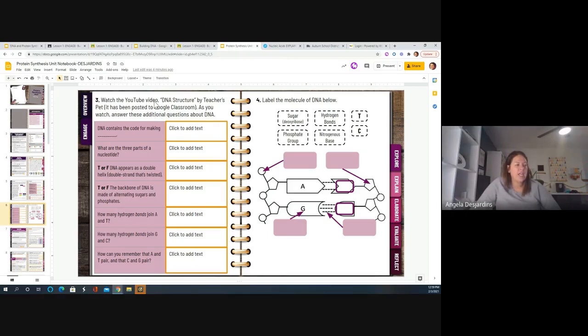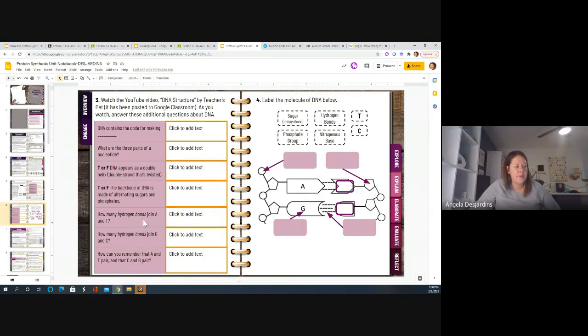You guys are going to be watching a short video. It's literally 4 minutes, so it's not too crazy. And it's posted in Google Classroom under the Engage lesson 1. And it says DNA structure. As you watch, you can either have it side by side, like split screen, or you can pop back and forth, or whatever strategy works best for you. But you're going to fill in these boxes as you watch the video.